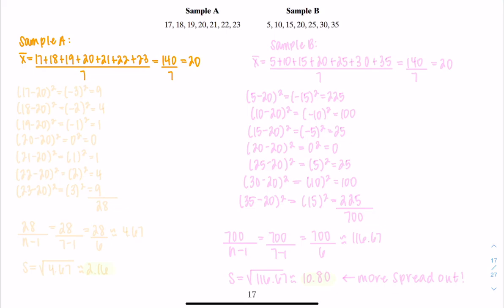Now what we want to do is we're going to subtract and square the numbers. So I'm going to do 2 steps in one. We're going to do 17 minus 20 and square it. Well, that gives me negative 3 squared, which is 9. We're going to do that with 18. And this is going to give me 4. We're going to do that with 19. All the way up until 23.